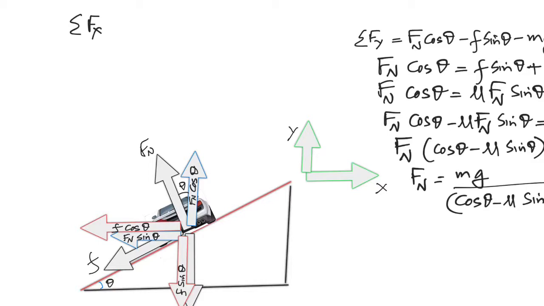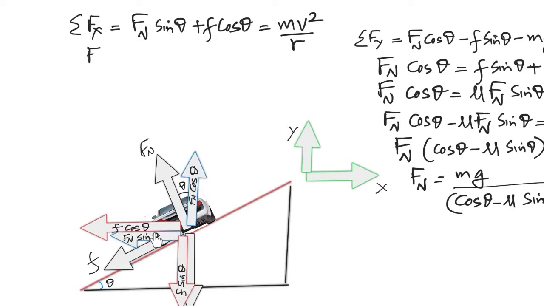Now, considering the forces along the x-axis, we only have 2 forces. One is F cosine theta, the other is Fn sine theta, and both are acting towards the center of the curve. Remember, this road is curving this way. And so these 2 together provide the centripetal force, which is mv squared by r.